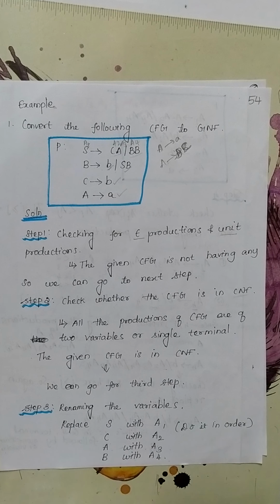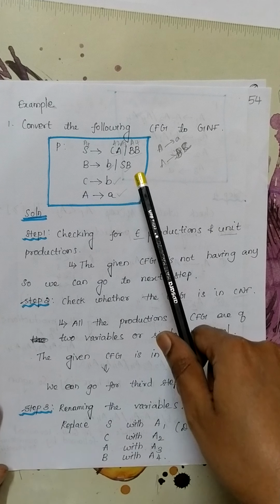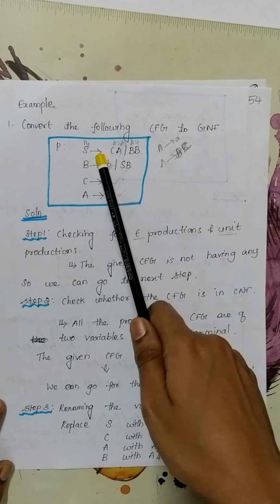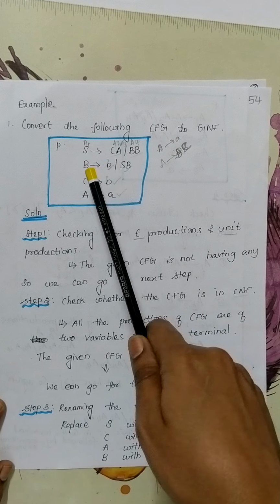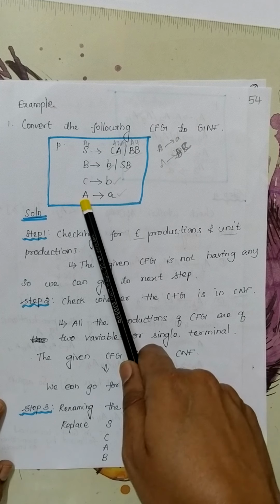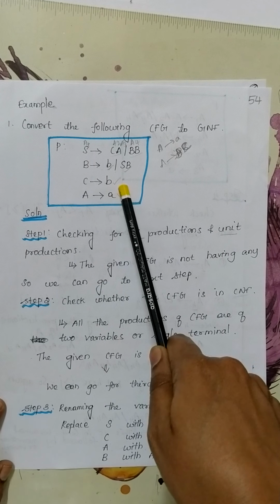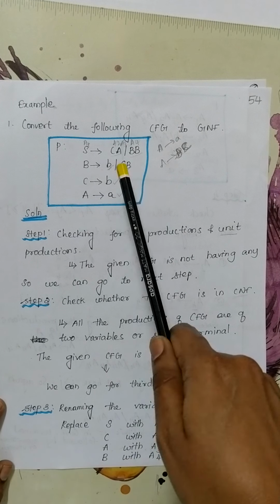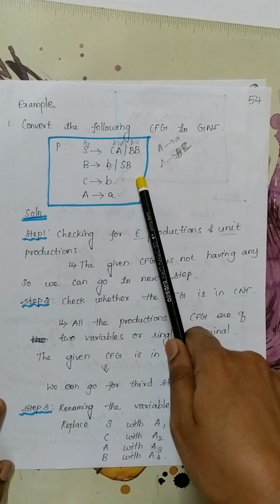In the last class, we studied the steps for converting a context-free grammar to Greibach normal form. In this class, I'll explain it with one example problem. Here you can see that a context-free grammar is given: S gives CA or BB, B gives b or SB, C gives b, and A gives a. So this is the grammar that is given. We are going to convert this grammar to Greibach normal form.